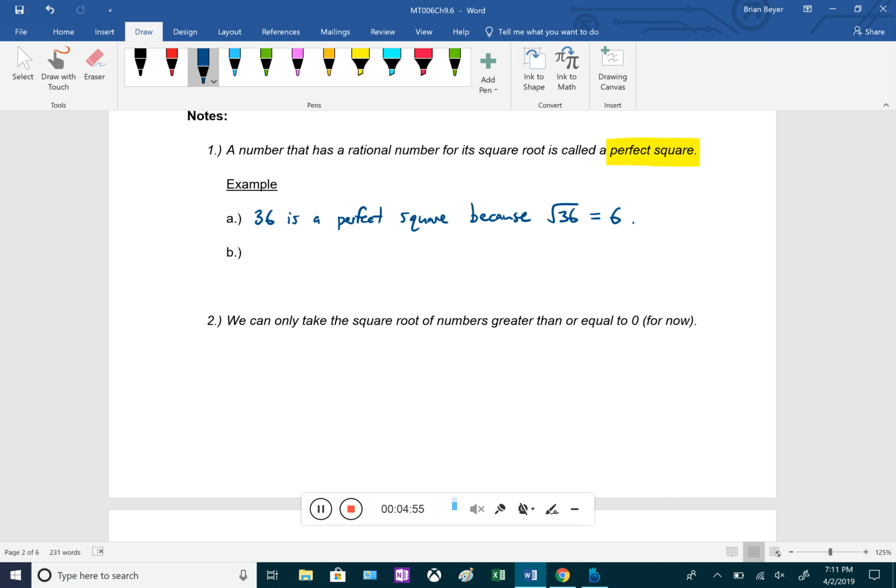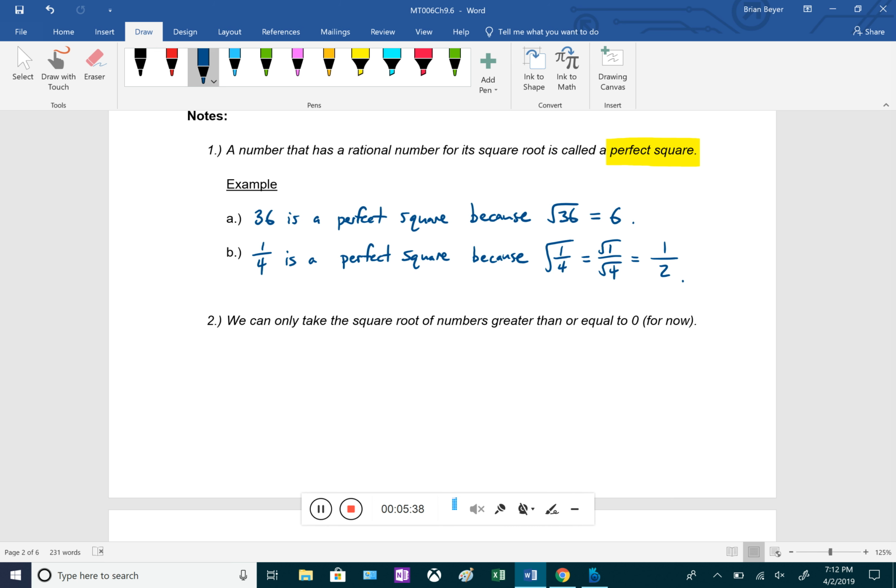Something that may be a little bit less obvious is something like 1/4. Something like 1/4 is also a perfect square because the square root of 1/4, which once again may be a little bit harder to think of off the top of your head, this actually equals, thanks to exponent rules, because the square root is just an exponent of 1/2, we can do this. We can do the square root of the numerator divided by the square root of the denominator, which is 1. Square root of 1 is 1. Square root of 4 is 2. So it equals 1/2. 1/2 is also a rational number, so 1/4 is also a perfect square.